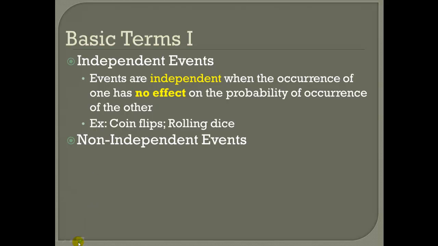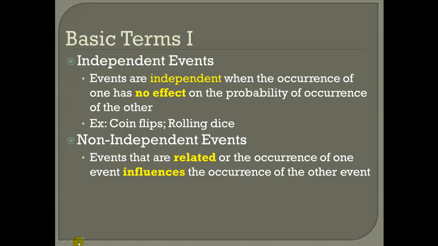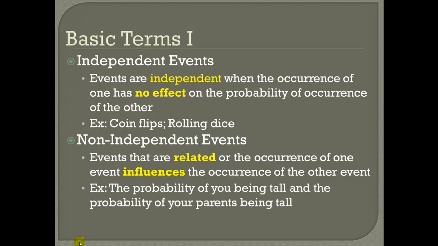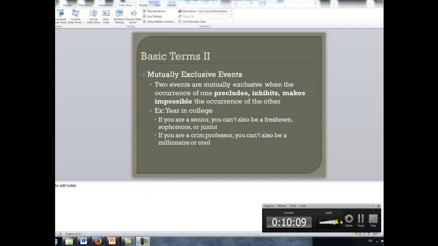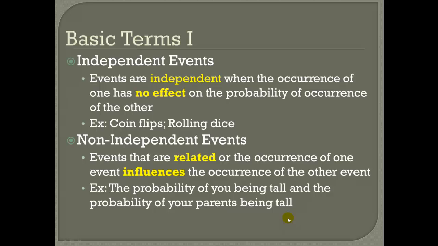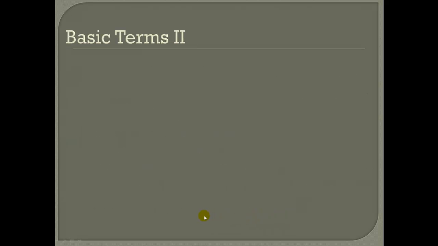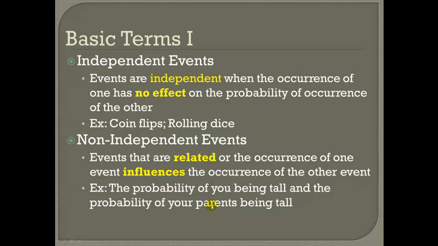Now let's contrast this with a non-independent event, which is basically, again, the opposite. This happens when different events are interrelated in some way, so that the occurrence of one event influences the occurrences of the other events. An example of a non-independent event would be the probability of your parents being tall and the probability of you being tall. Those are things that affect each other because you have genetics working there.